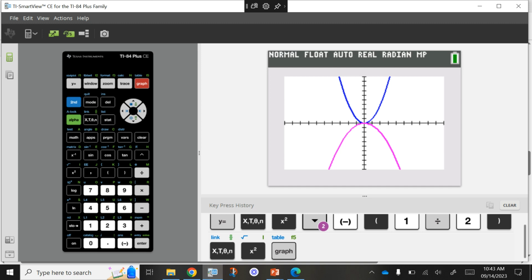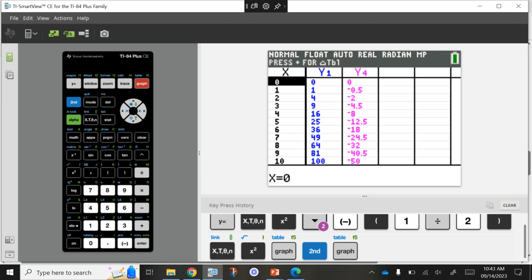Look at your calculator. So look at the graph button. Doesn't it say table right above it? And it's in blue writing. So push the blue button. And then push that, and now we have the tables. Those blue numbers are my parent function. The pink numbers are the transformation. So I can look at any x value I want, and let's plot some of those points.